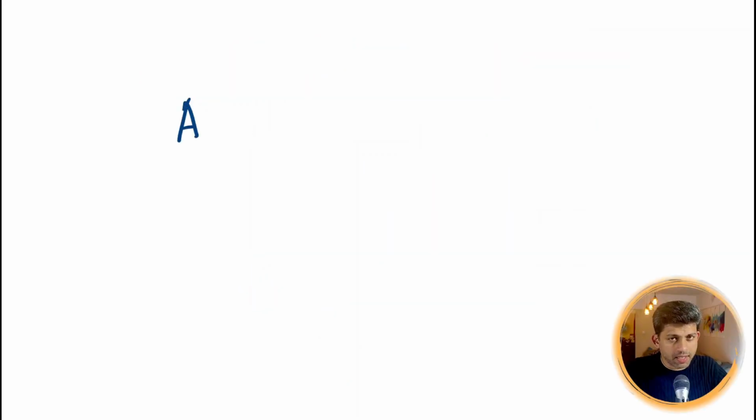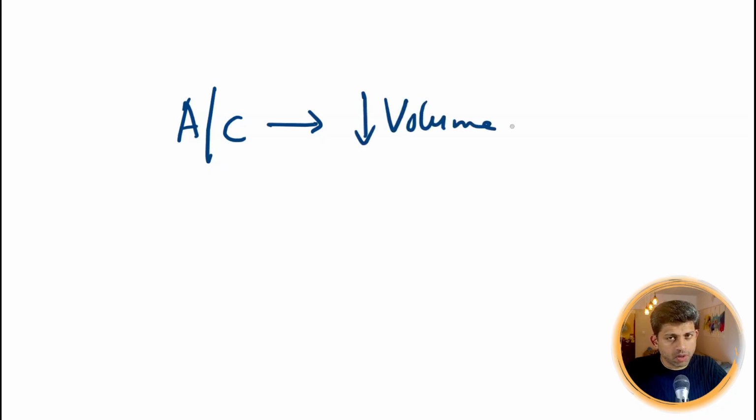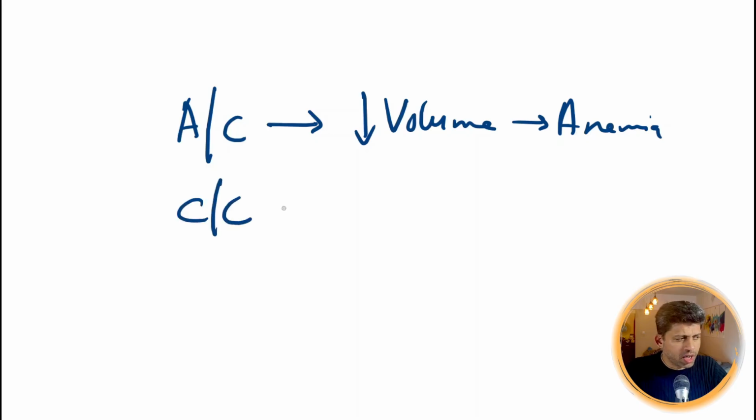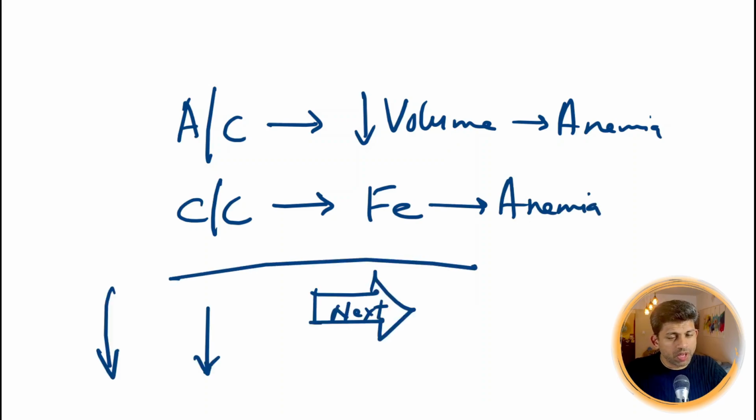So, to summarize, acute blood loss results in volume loss first, anemia later, while chronic blood loss results in iron loss leading to anemia. In the next video, we'll look at iron deficiency anemia. Think at the cell level.